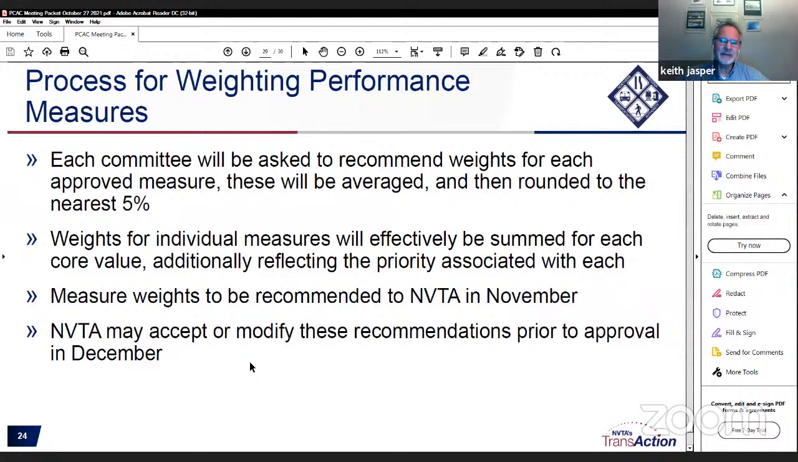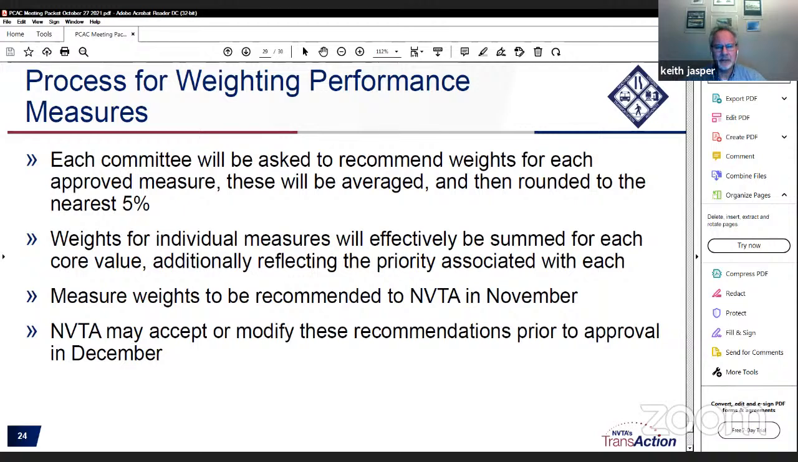set of weights. We'll probably do some rounding as we did 5 years ago, so we don't end up with ridiculous numbers like 1.75%. We find in this process that if we round to the nearest 5%, it doesn't actually affect the analysis very much, but it does greatly assist the communication of the weights to folks who are not as close to it as you all are. So that's what we'll be doing.